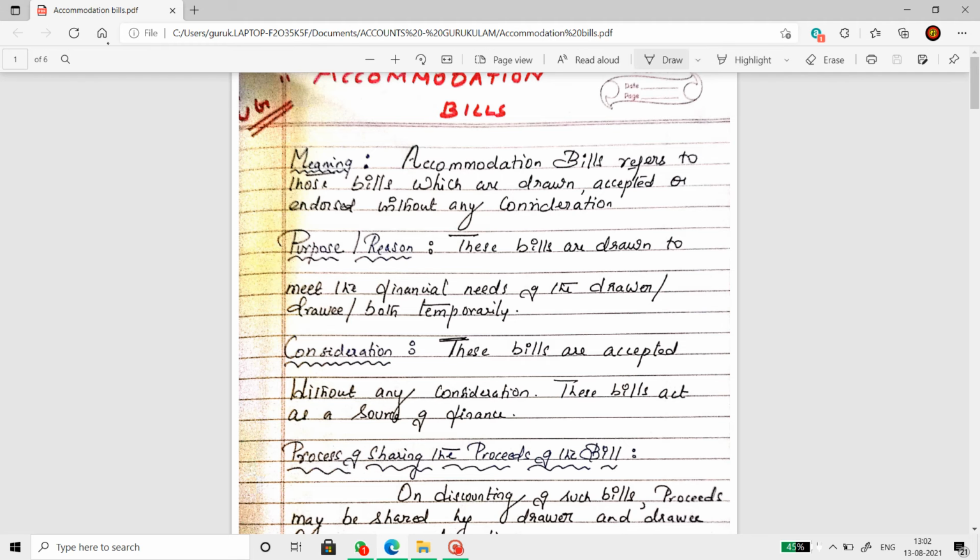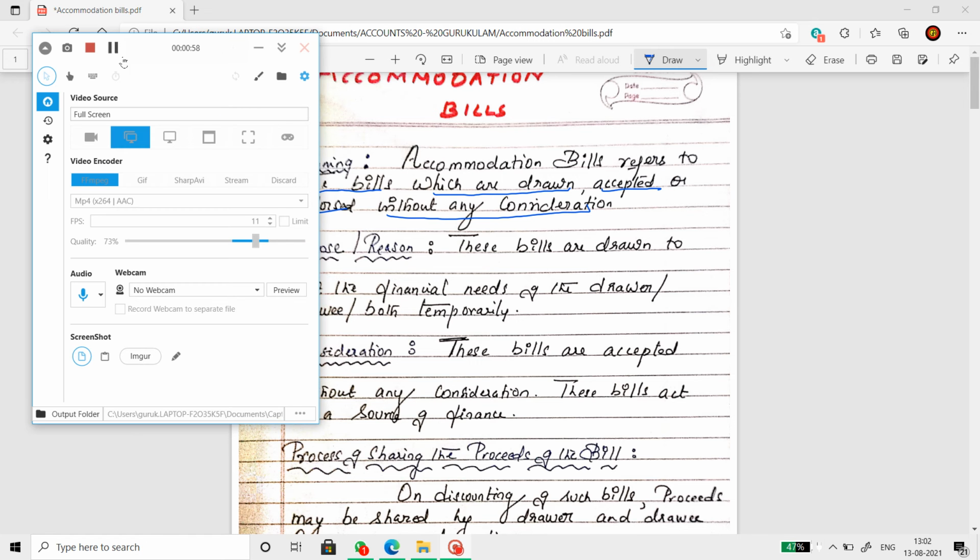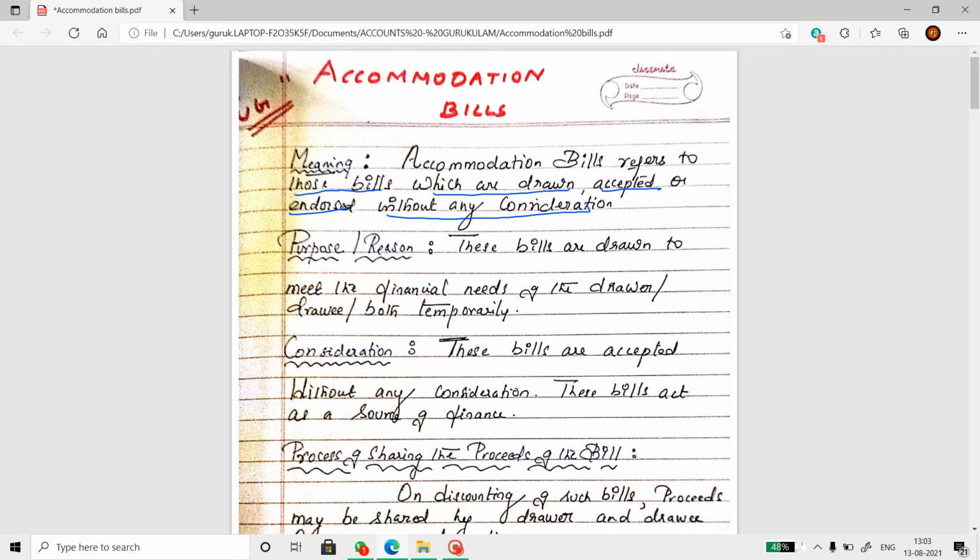Accommodation bill refers to those bills which are drawn, accepted, or endorsed without any consideration. These bills are drawn to meet the financial needs of the drawer, drawee, or both the parties temporarily.